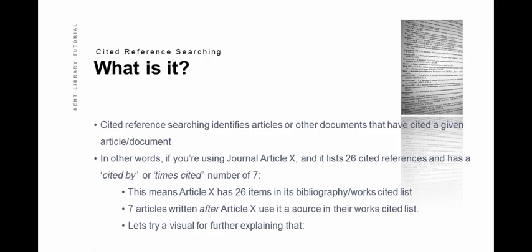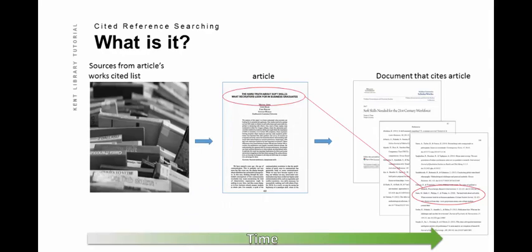Let's try a visual for further explaining that. Consider the arrow at the bottom of the screen as representing time going from older to newer, left to right. The item in the center is the article that you're currently working with. The items to the left of that represent articles or documents that are listed in the works cited for the article you're currently working with. The documents to the right of that are articles that are written later that use your article as a source in their works cited list.